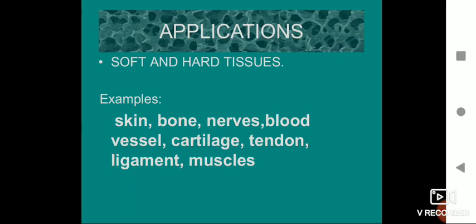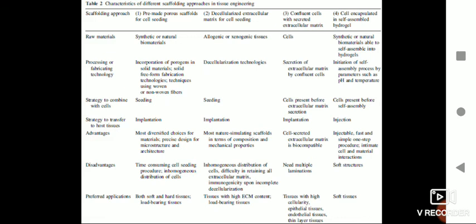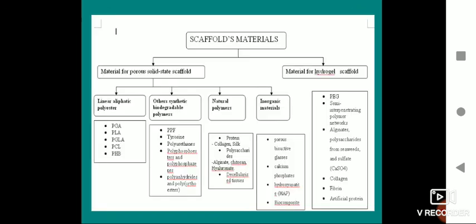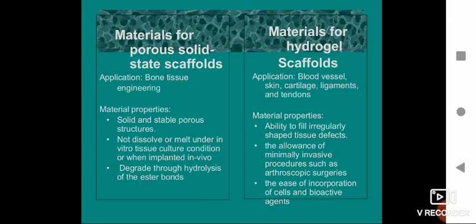So these are the different tissues that have been prepared using these techniques. This gives you the characteristics of different scaffolding approaches in tissue engineering. Different materials can be used; we have already studied the different biomaterials that can be used. Polymers can be used. You have already studied the different types of biomaterials, so I am not going to repeat it. You can just go through it. This is for your information.